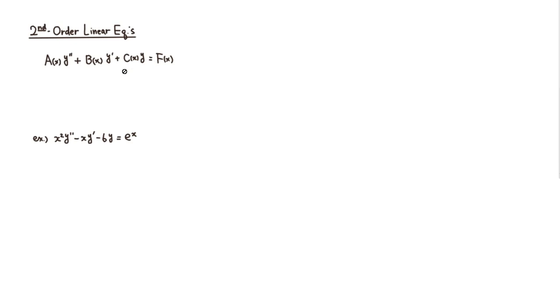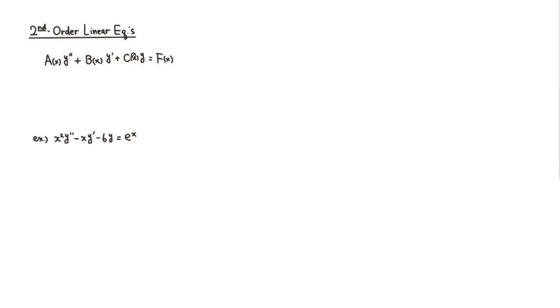And this is in a linear form, so you have a function of x times y double prime, a function of x times y prime, and a function of x times y. There is no y squared or y times y prime or anything like that. So it's nice and linear.